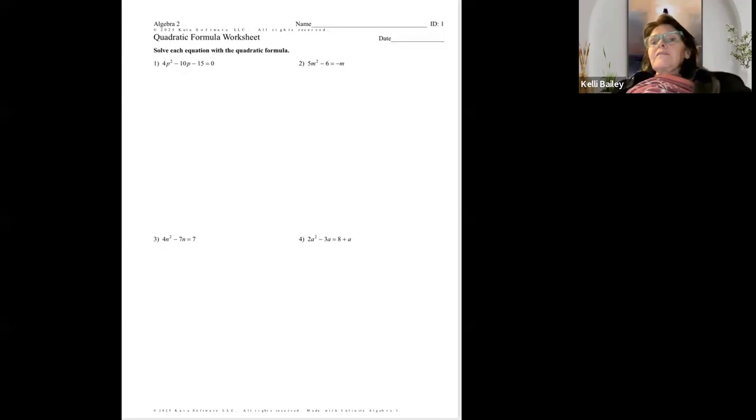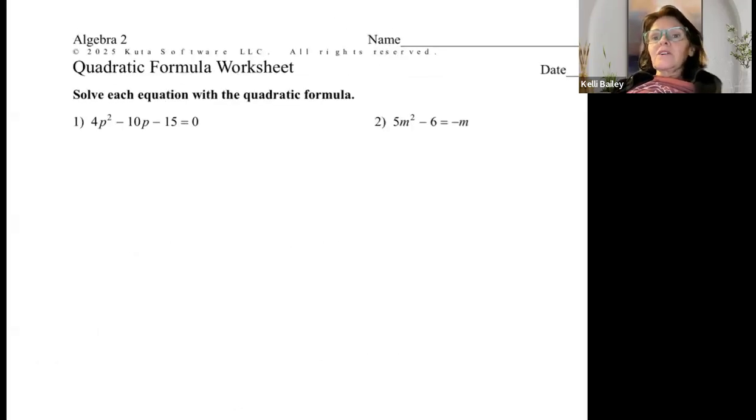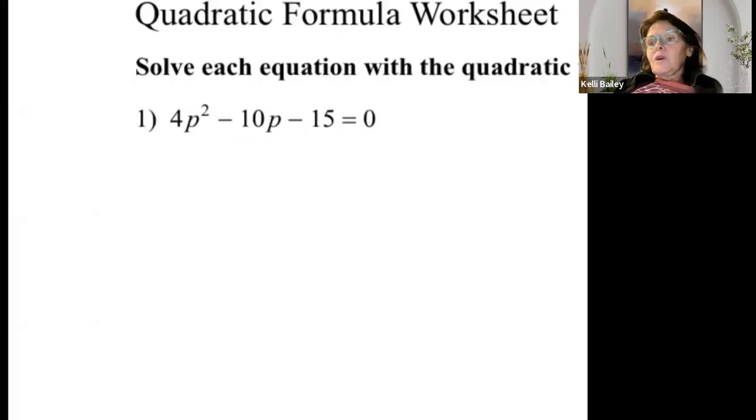Okay, this is a quick video on the quadratic formula. So if you don't have this page printed out, you can print it out or you can just copy the buttons down as we go. Okay, so we're going to just start up here with this very first one.